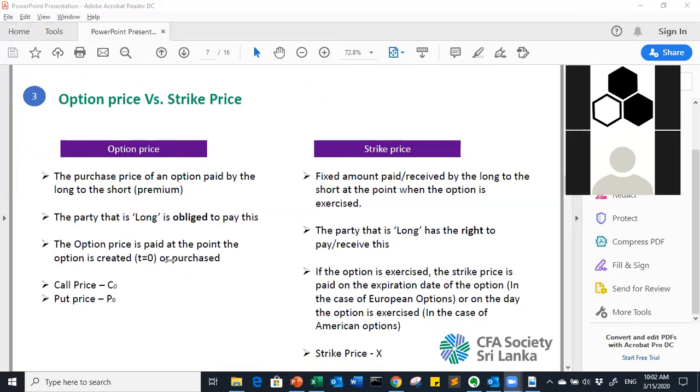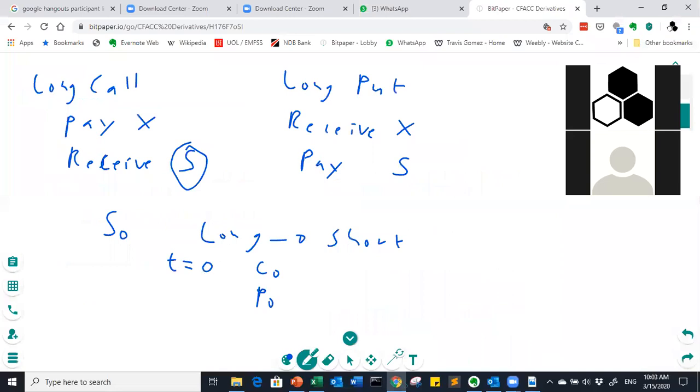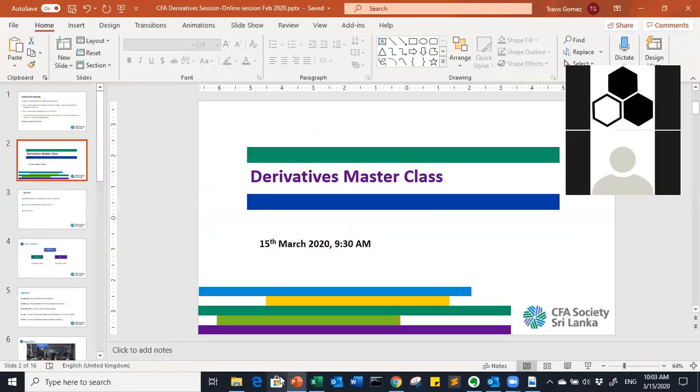Yes, so it would change. So the long party is the one in this situation. Now I think I should make the distinction between how the arrangement is between the forwards versus the options. When it comes to forwards, they also use the same terminology of the long and short. I think the next slide is on that as well.